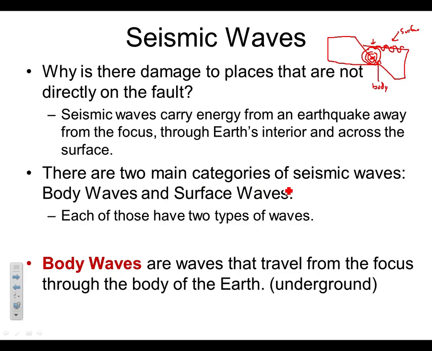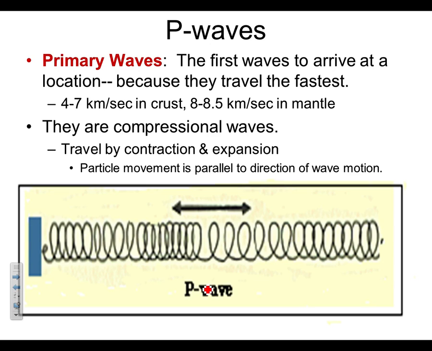There are two main categories of seismic waves, body waves and surface waves. Then each of those have two more subtypes. So really we're going to be talking about four types of waves in this section. We're starting with the body waves. Body waves are waves that travel from the focus through the body of the Earth. They're underground. In simple terms, body waves start from the focus and they travel underground. There are two types, as I said.